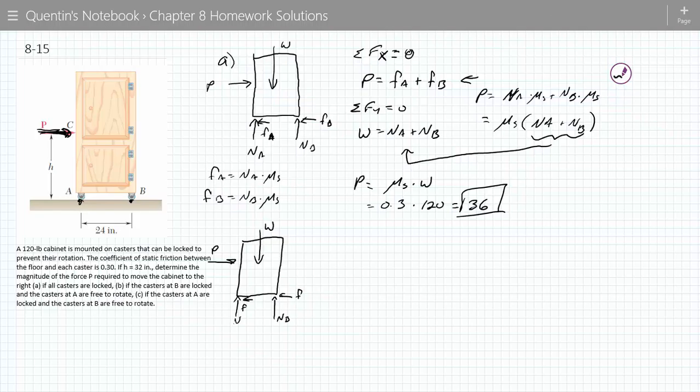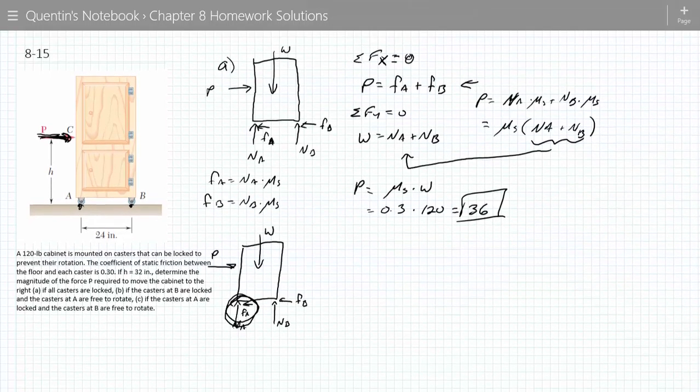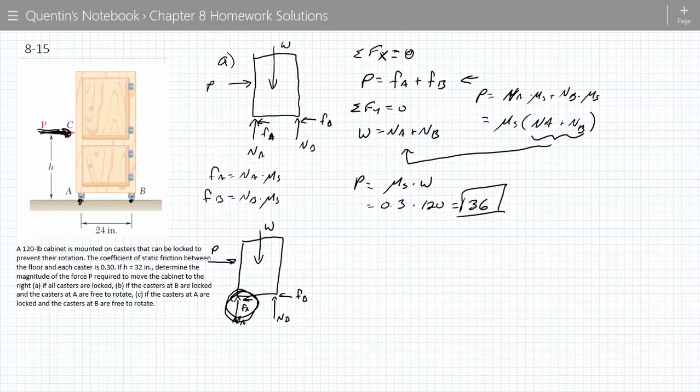This is B, A, B. Okay, but what do we know just before it tips over? Just before it tips over, this point right here comes off the ground. So if the normal at A is 0, the friction at A is going to be 0. So we're going to treat that point as if it's not there. That is the moment just before it tips.